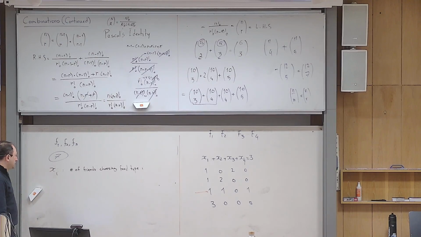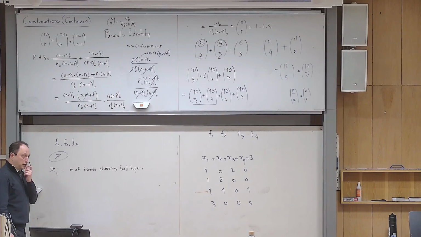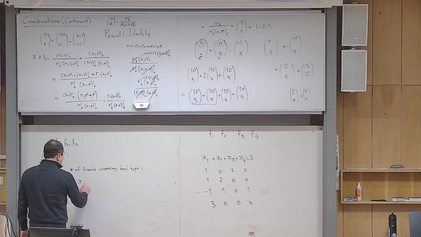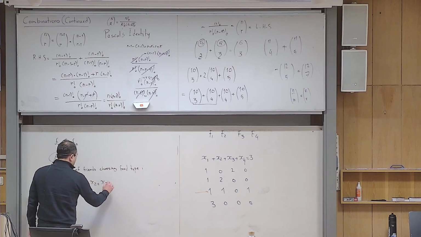If I have this one, how many x's do you expect? 3 x's or 7 x's? 3. Is that right? 3 x's. So x1 is the number of friends choosing food type 1, x2 is the number of friends choosing food type 2, and so on. And then what is the constraint on x1, x2, x3? They should be equal to 7. Be careful. The sum of them should be equal to 7. So x1 plus x2 plus x3 is equal to 7.